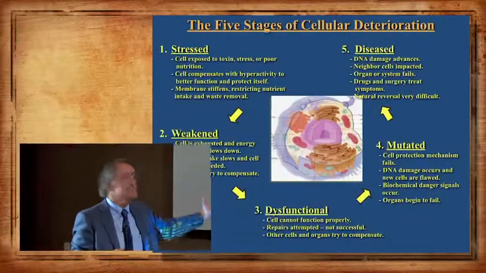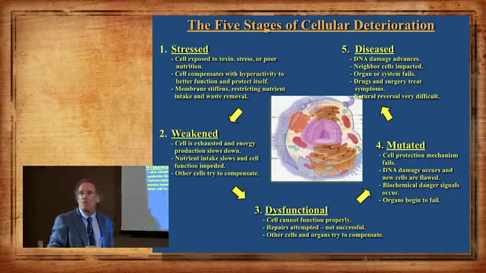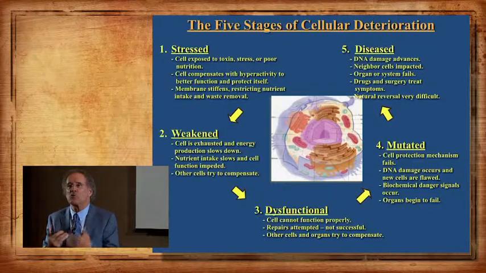Now, if the cell stays dysfunctional for too long, guess what? The nucleus of the cell becomes damaged. Now you have a mutated cell. If it's mutated, that means when it goes to replace itself, it can't replace itself with a healthy version of itself. It replaces itself with another mutated version of itself. And if it stays in that state too long, then it goes to diseased. Once it gets in a disease state, it's nearly impossible for it to recover back to its normal state.